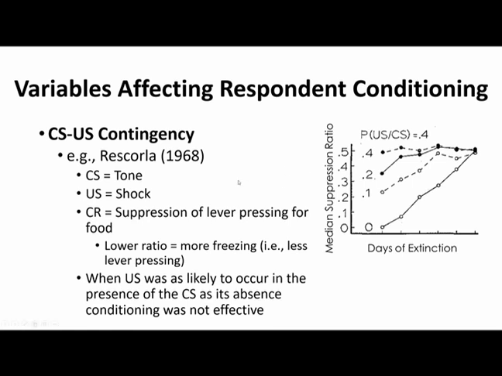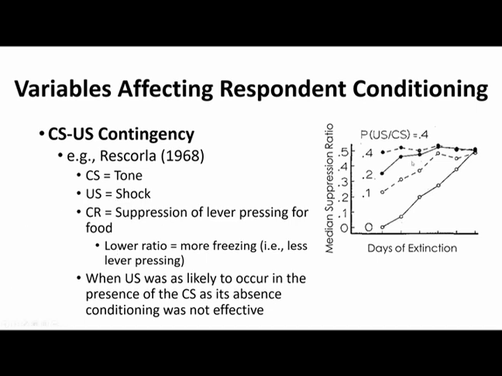So we're going to look at an example to help illustrate this point. This is research from Rescorla back in the 60s, looking at behavior in rats, where our conditioned stimulus is a tone, our unconditioned stimulus would be a shock, and our conditioned response is the suppression of lever pressing for food. Our unconditioned response, which we don't specifically mention here, would be a suppression of behavior. Suppression of lever pressing would absolutely count as an unconditioned response because the response to shock is to freeze.